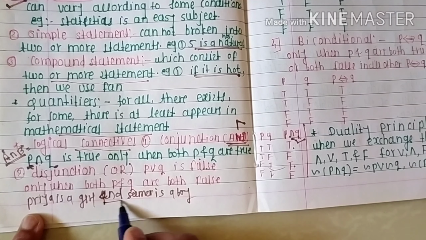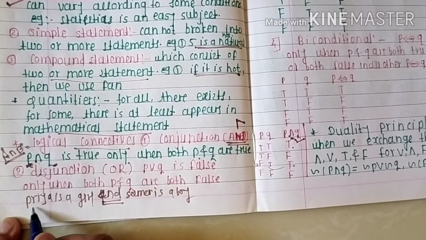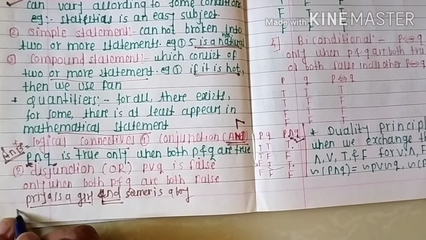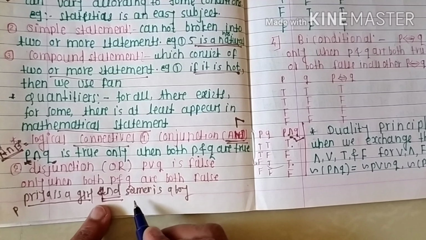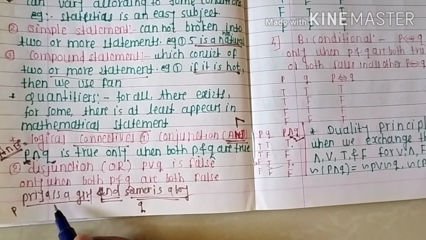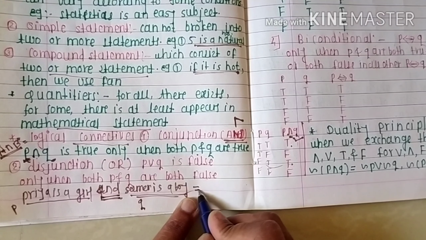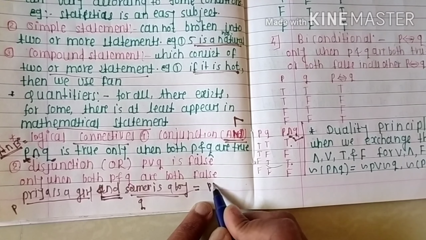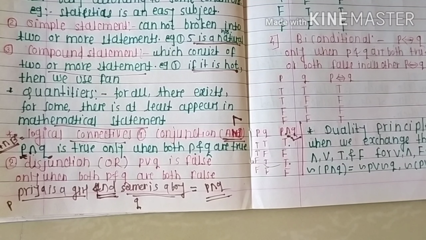Here the AND statement, that is the AND conjunction, is present. Priya is a girl, we call this the P statement. Samir is a boy, we call this the Q statement. It consists of two statements, which means a compound statement, and the conjunction AND is present. In order to write it in symbolic form, we use P and Q.